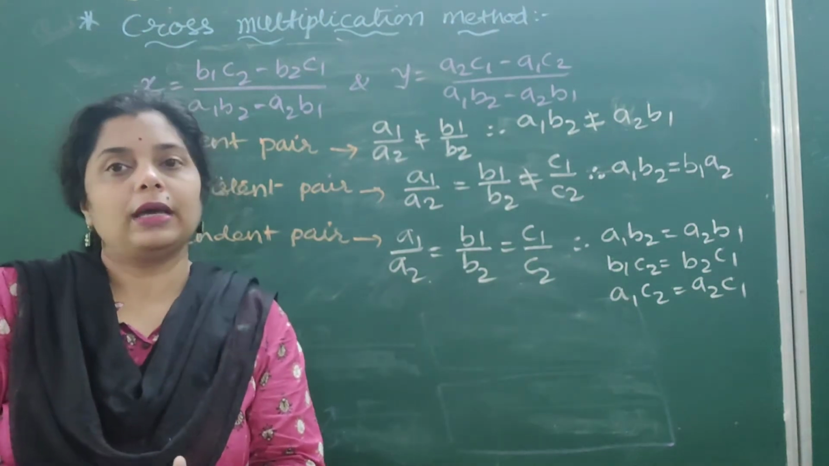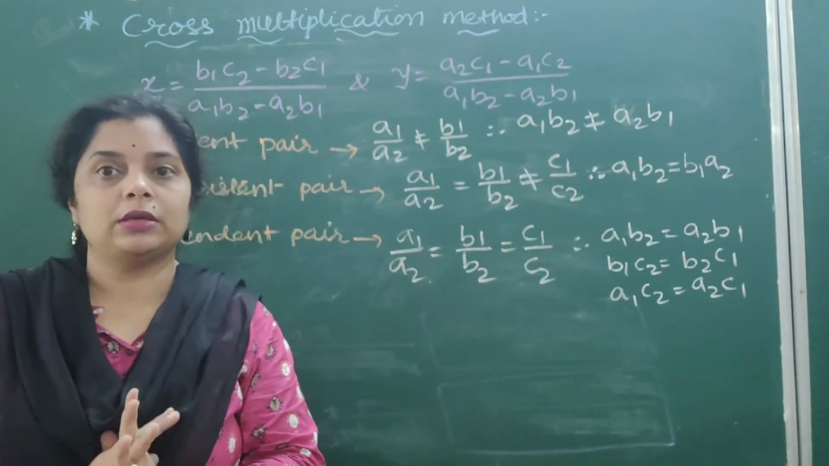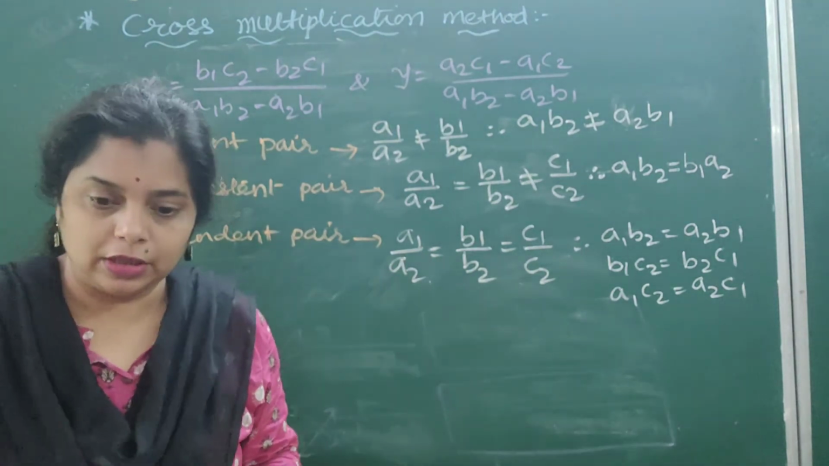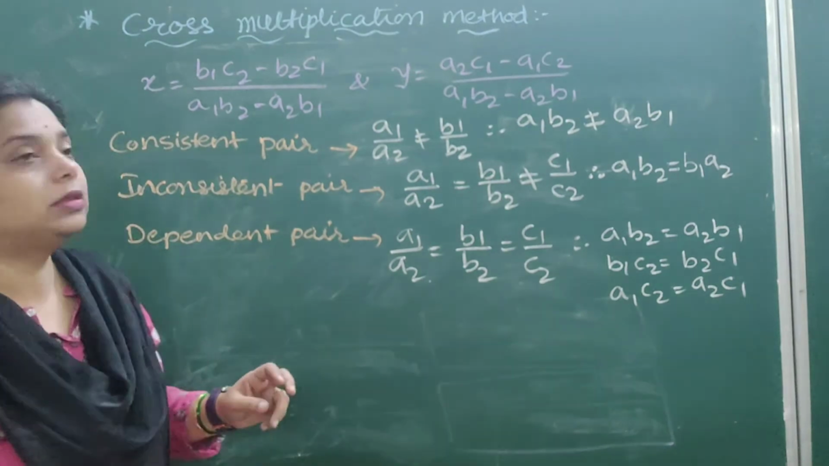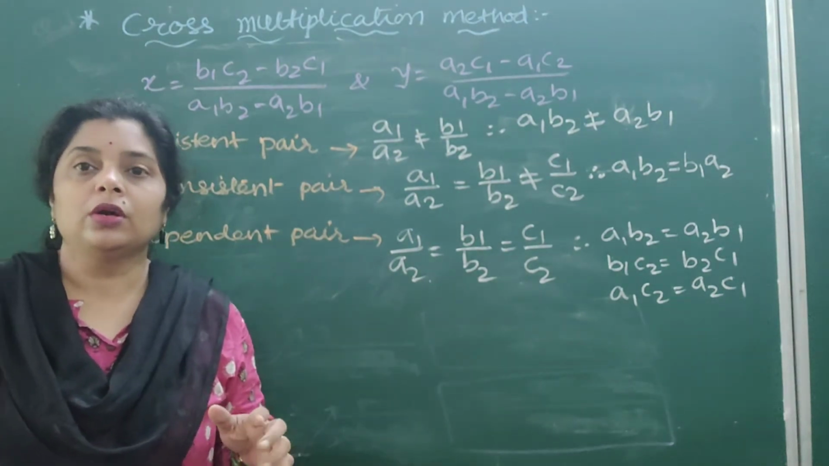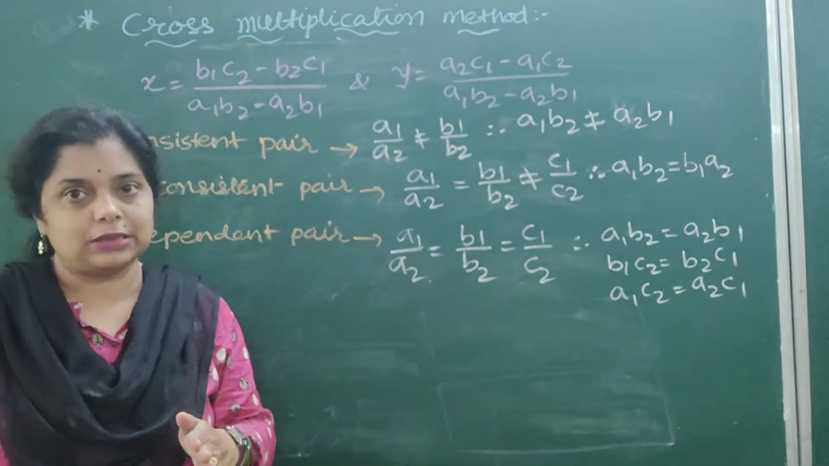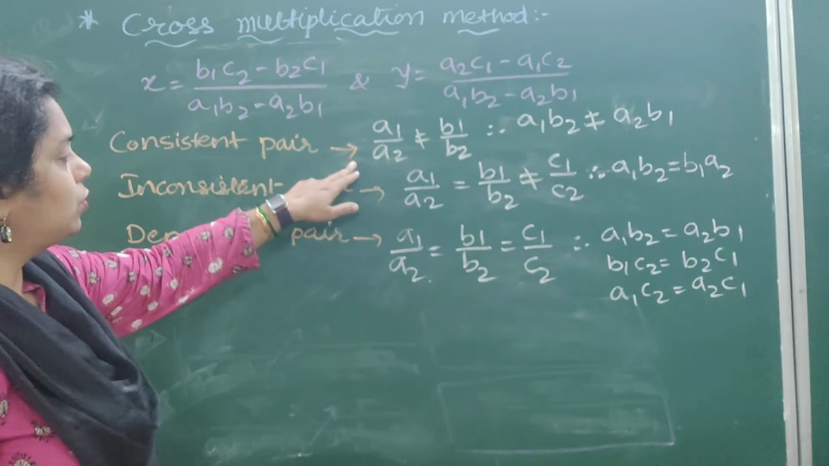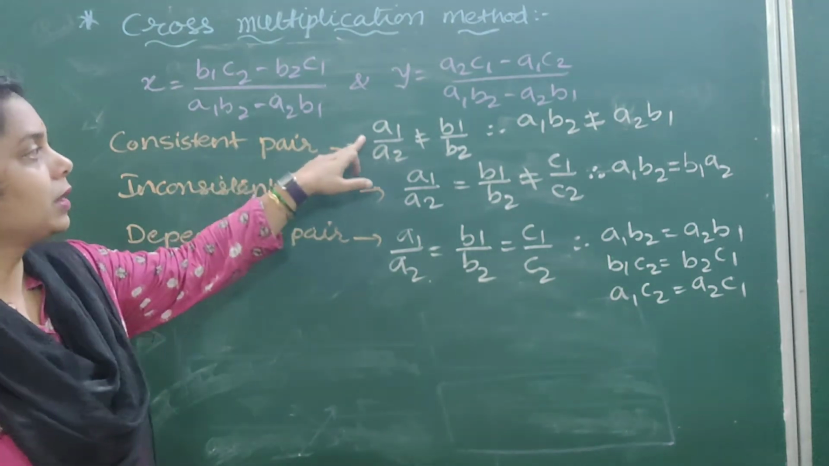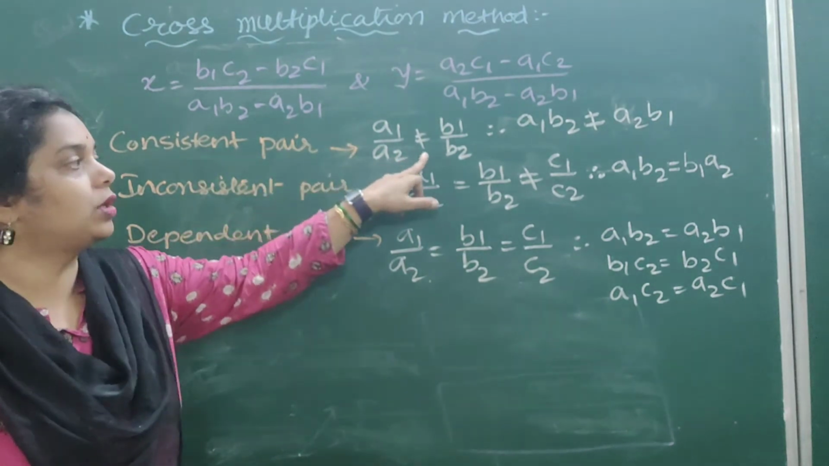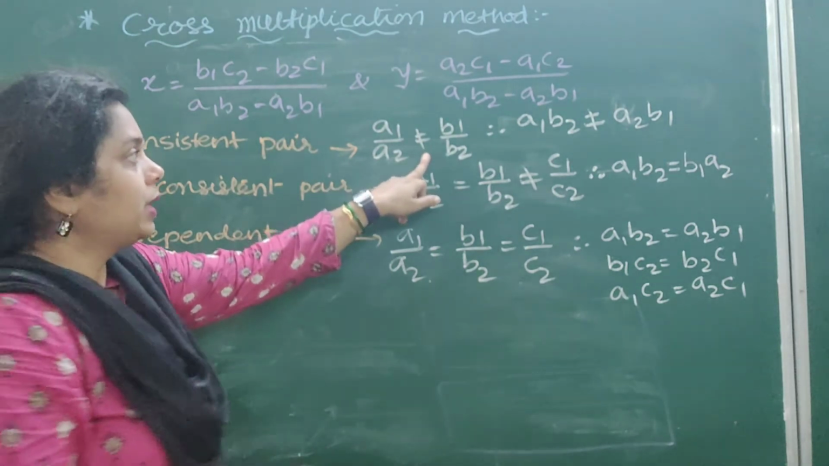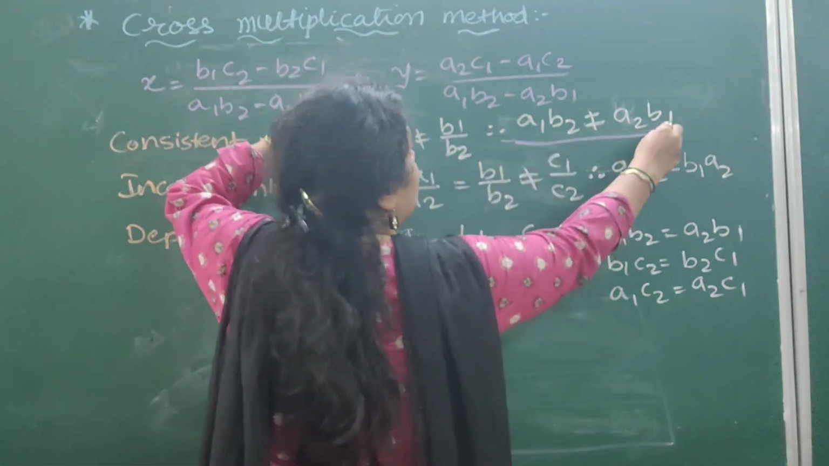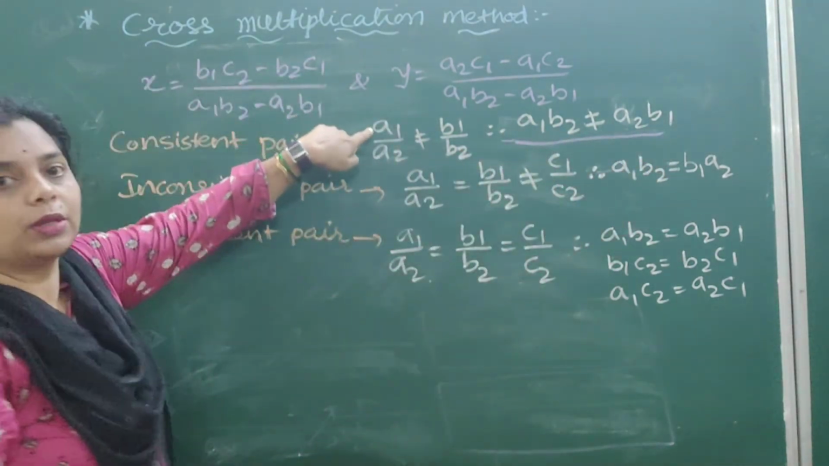Now let's see why the cross multiplication method is not applicable to an inconsistent pair and a dependent pair of linear equations. As we already learned the conditions: what is the condition for a pair of linear equations to be consistent, to be inconsistent, and to be dependent? So for a consistent pair, the condition is a1 by a2 is not equal to b1 by b2. It means if we do the cross multiplication, a1 b2 is not equal to a2 b1.